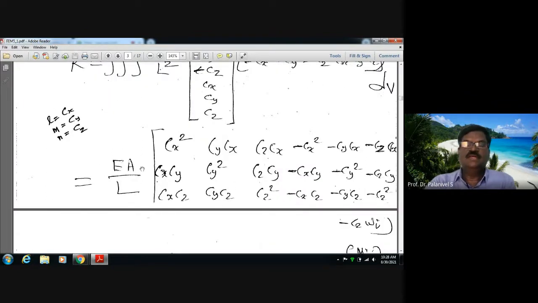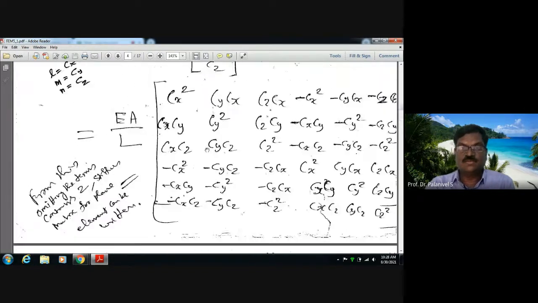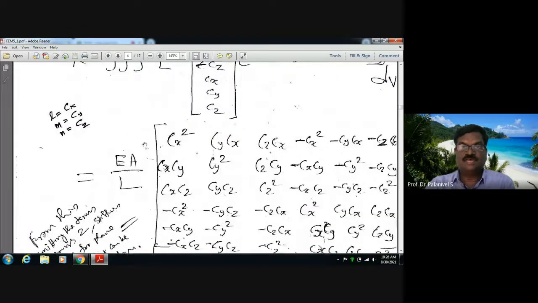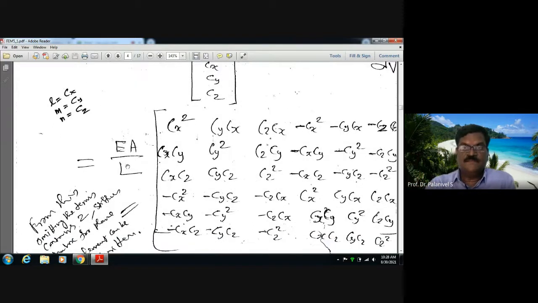This is nothing but the element stiffness matrix for this arbitrarily oriented truss element. I will show it here. This way you can get it, this element stiffness matrix. That's all. This is the element stiffness matrix for a truss element in space.